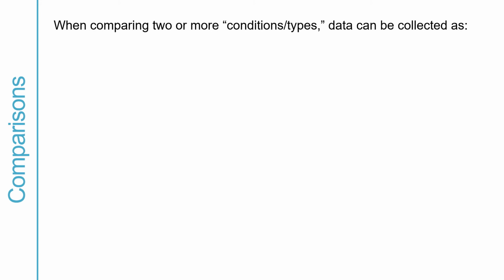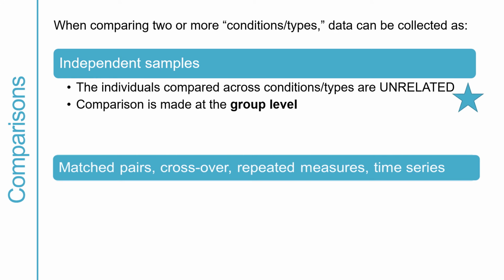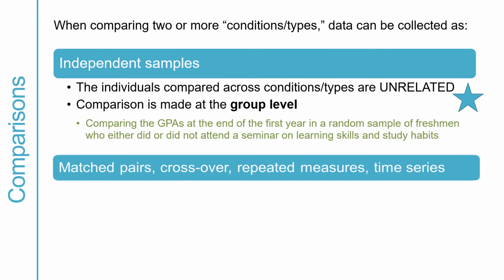Many studies involve some sort of comparison either between different groups of individuals or between different conditions that are applied on the study participants. How do we make those comparisons? There are two fundamentally different approaches. The first approach is to use independent samples. What that means is that the individuals being compared are completely unrelated, creating subsets that we call independent samples. And the implication is that any comparison we make can only be done at the group level.